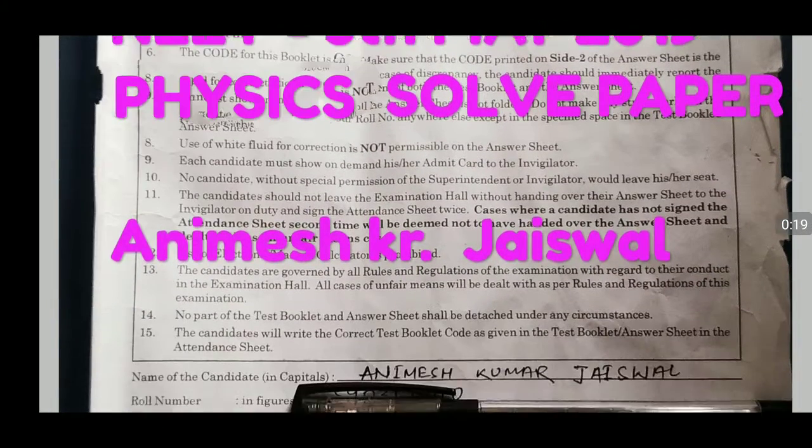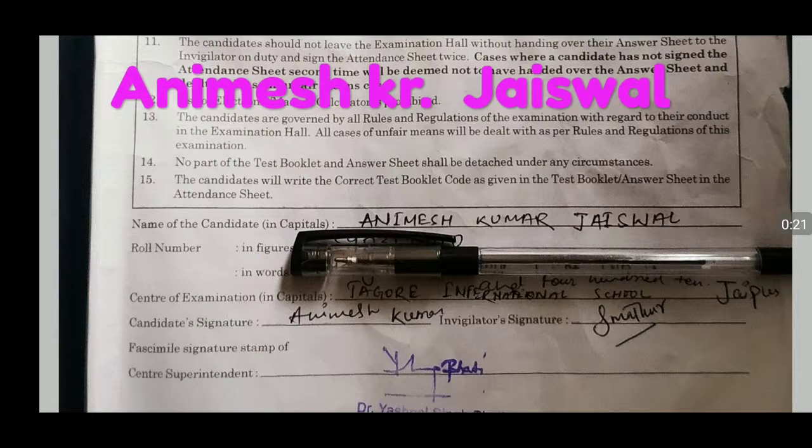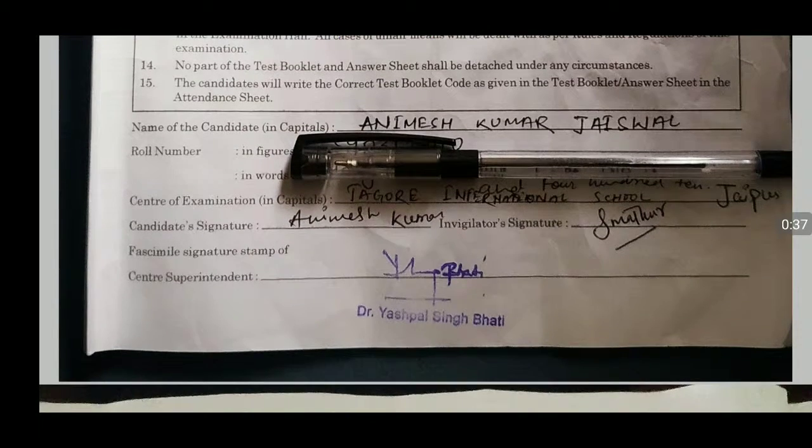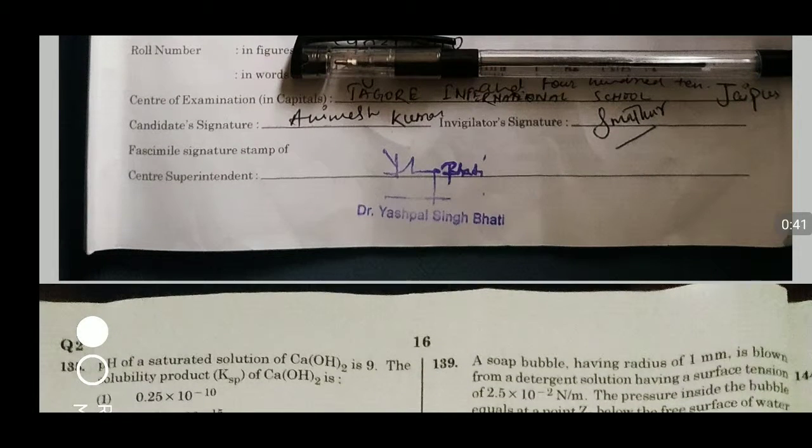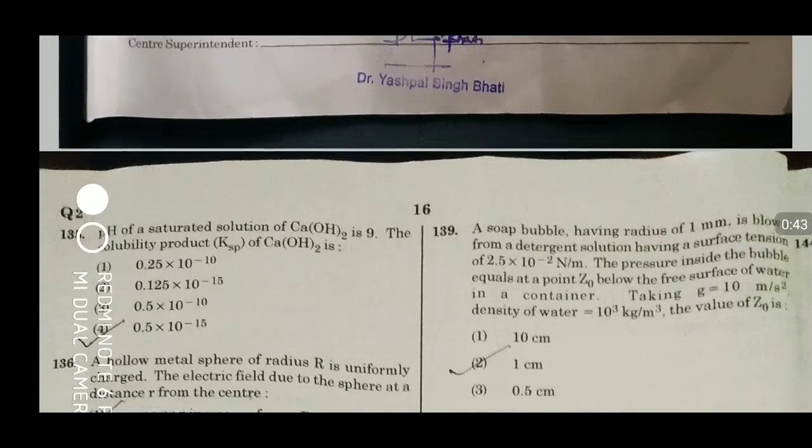Myself Animesh Jaiswal. I was also a NEET aspirant. I gave my NEET exam at Jaipur on 5th May 2019. My center name was Tagore International School, which was held on Mansarovar, Jaipur. That is my coordinator's signature and center superintendent's signature here.